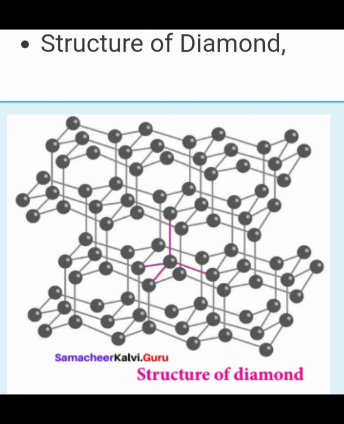See, it is a tetrahedral arrangement. The bond length is 1.54 Armstrong. So each carbon is surrounded by 4 other carbon atoms and the shape is tetrahedral in nature. There is no free electron and it does not conduct electricity, and it is the hardest substance.